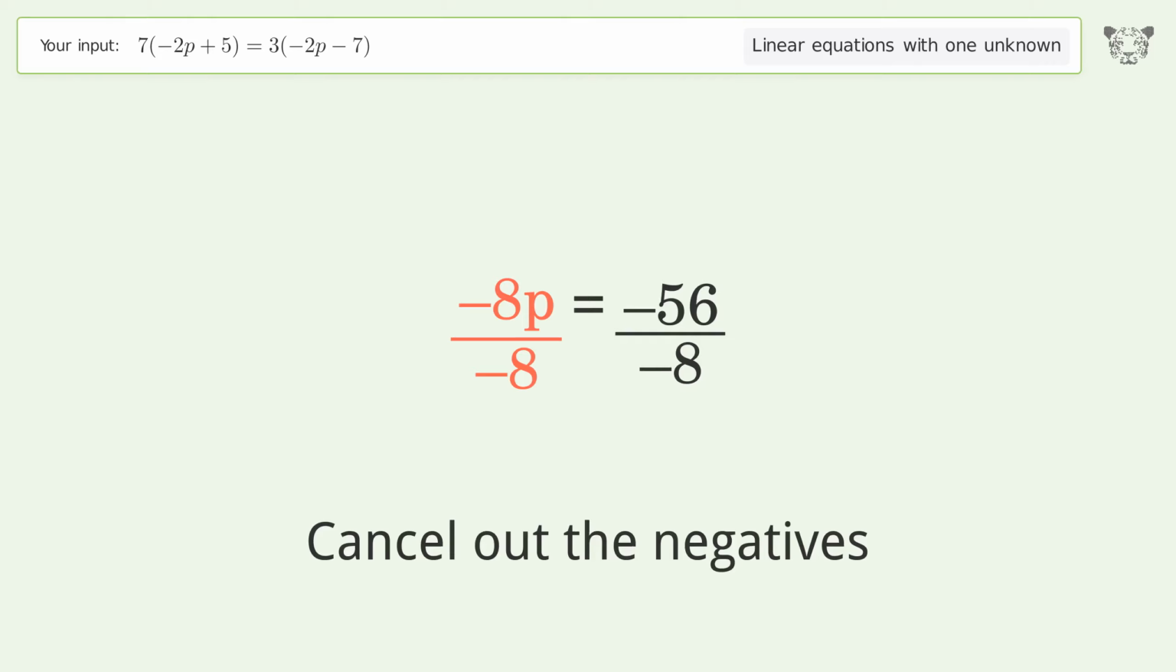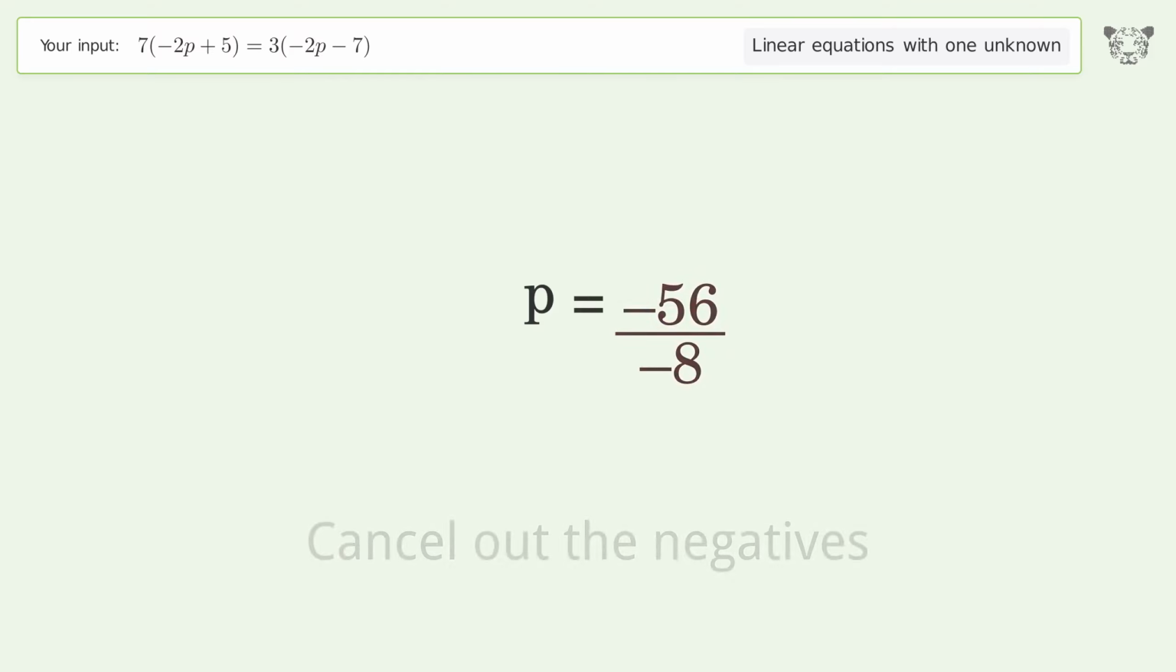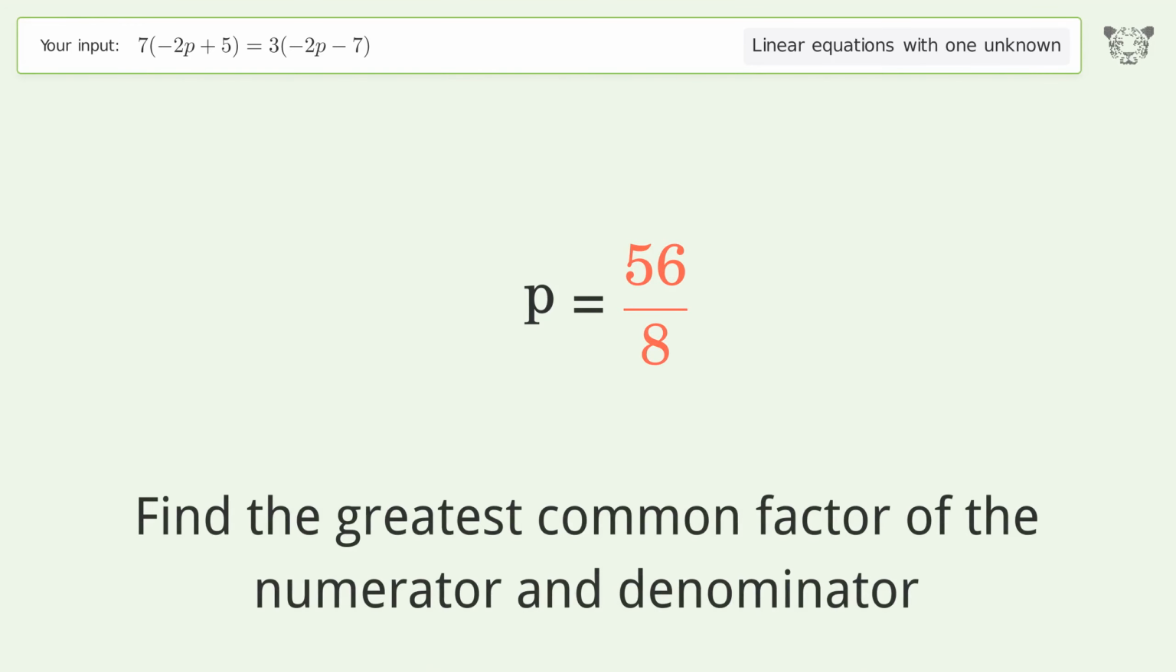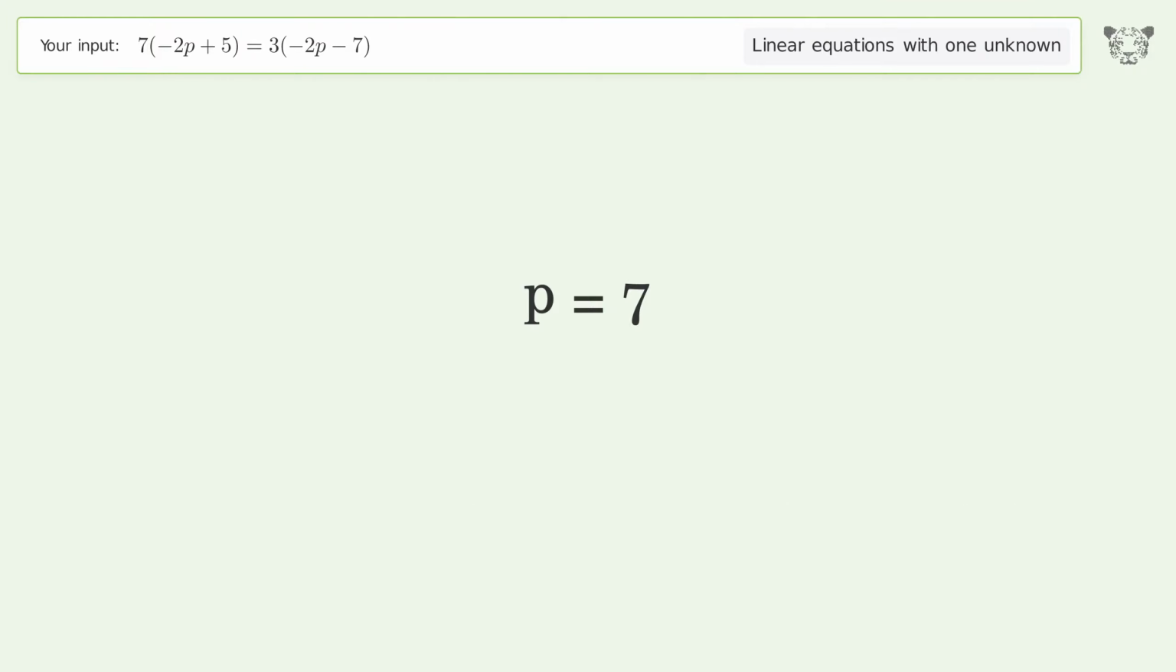Cancel out the negatives. Simplify the fraction. Cancel out the negatives. Find the greatest common factor of the numerator and denominator. Factor out and cancel the greatest common factor. And so the final result is p=7.